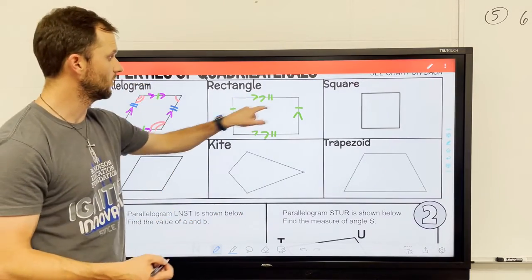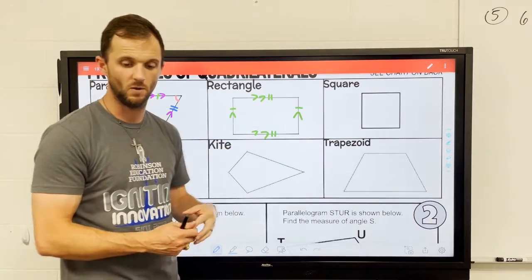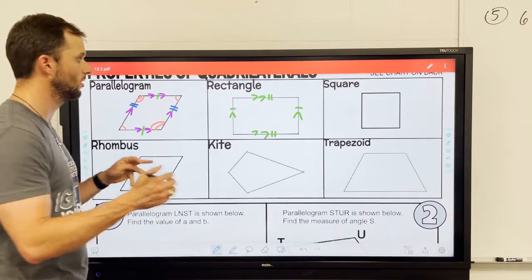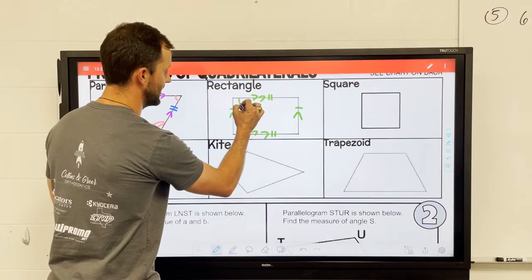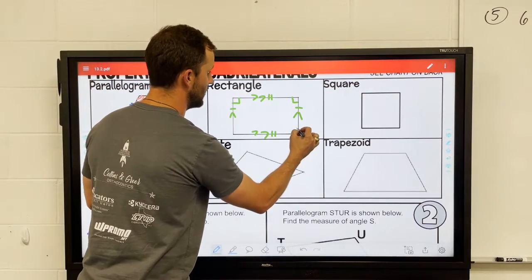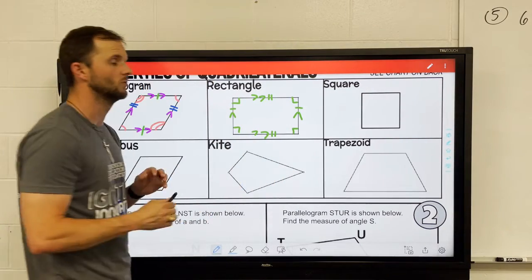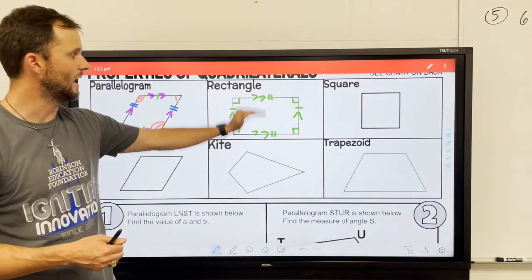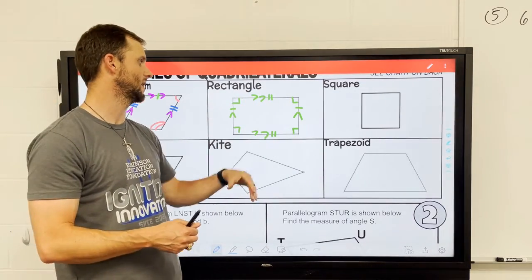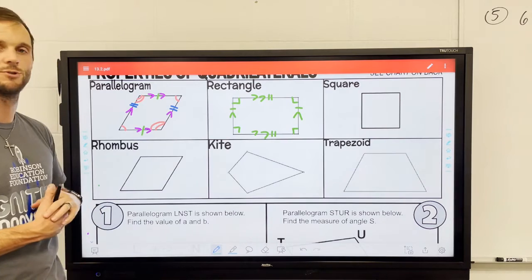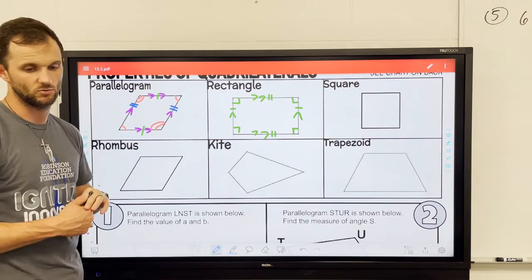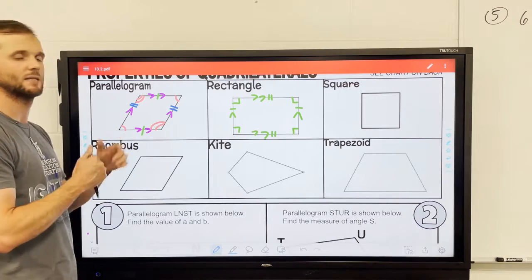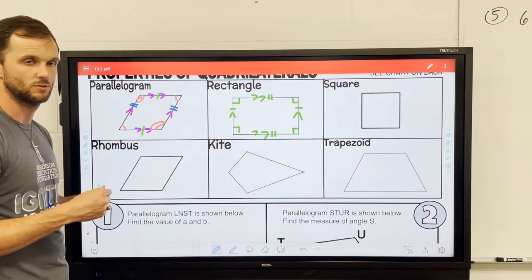So that would be congruent to that, and that would be congruent to that as well. But the only difference is that the angles are all going to be right angles. In a rectangle, all 4 angles are right angles, okay? So all of these combined means the opposite sides are parallel, opposite sides are congruent, and the angles are all going to be 90 degrees. That's what makes up a rectangle. Again, in the next lesson, we're going to be looking at the diagonals of those, okay?